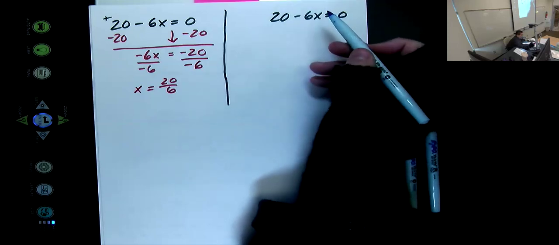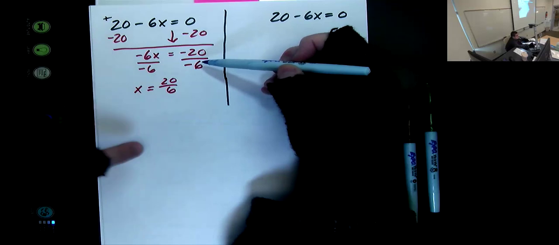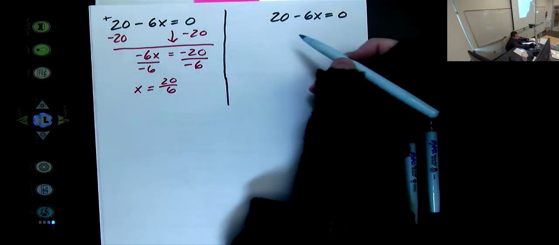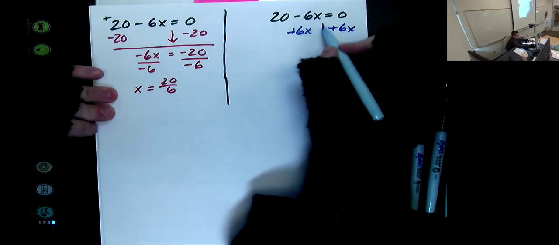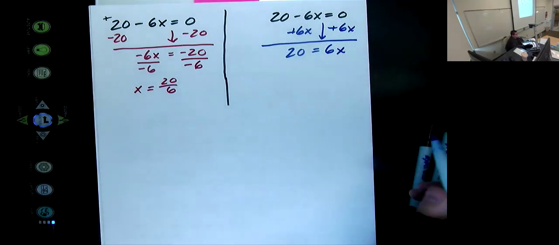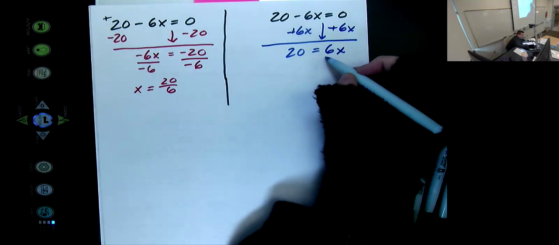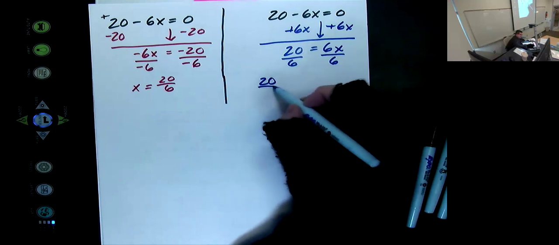The other choice is, it's really, really easy to forget the negative when you divide by the negative 6. Students will divide by 6 and the negative sign will disappear and they will have negative 20 over 6. The way you avoid this is, instead of moving the 20, move the 6x. I have negative 6x here. I can add 6x to both sides. And then now when I divide by the 6, I don't have to worry about that minus sign. And I have 20 over 6 equals x.